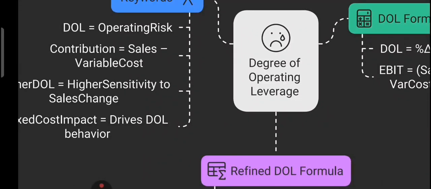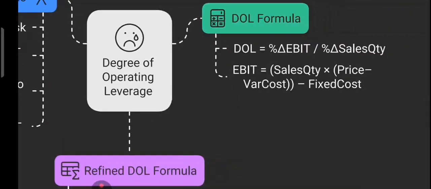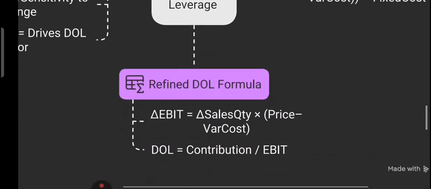So percentage change in EBIT upon percentage change in sale, and EBIT you can write like sales quantity multiplied by price minus variable cost and subtract the fixed cost from it, right? So there is something called refined DOL formula. You can say delta EBIT, or change in EBIT, is equal to change in sale quantity multiplied by price into price minus variable cost.